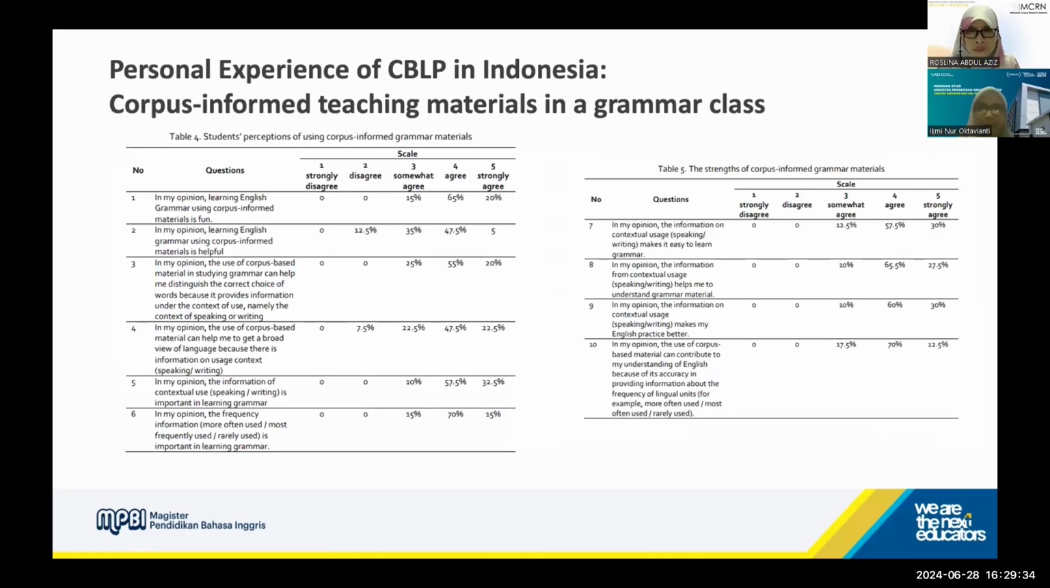And these are some of the results, actually. The first one is regarding the students' perceptions of using corpus-informed grammar materials, and we can already notice that most of them find that corpus-informed materials help them learn English grammar better because they can get information like the frequency, the context of use, and so on. And about the strengths of corpus-informed grammar materials, they also find them useful because they can practice their English better, and it makes it easier for them to learn the grammar and so on.